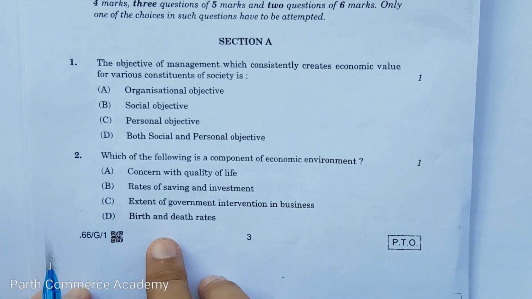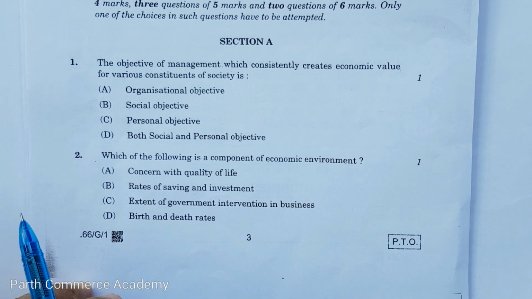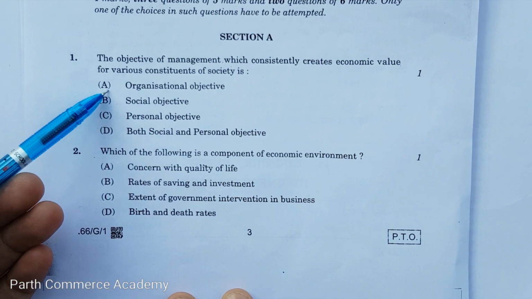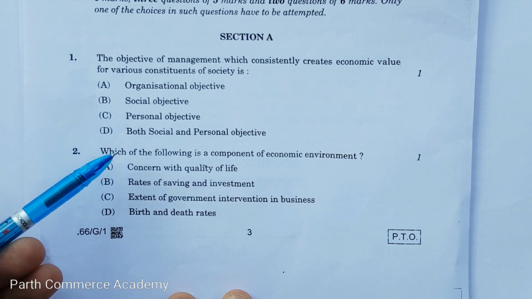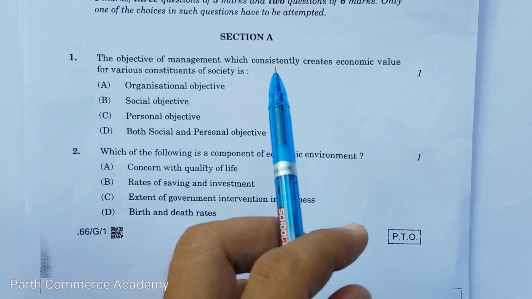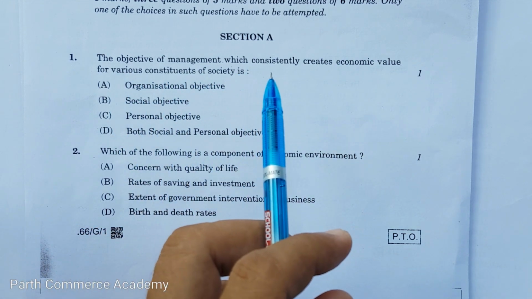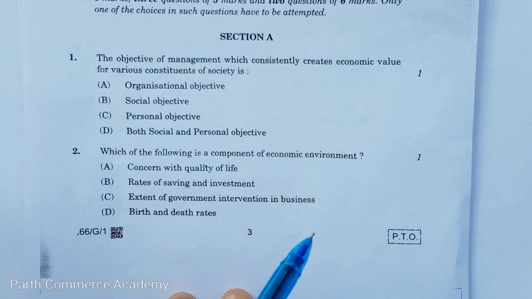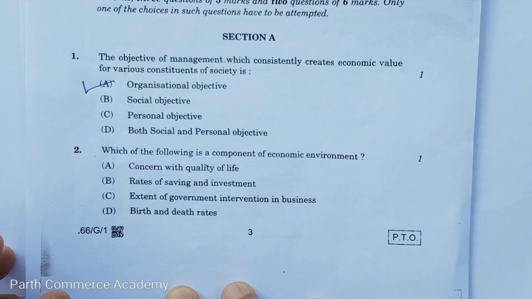First question is: the objective of management which consistently creates economic value for various constituents of a society is what? Four options are there: organizational objective, social objective, personal objective, and both social and personal objective. When we are talking about the objective of management which consistently creates economic value, economic value is related with organizational objective only. So here answer is option A, organizational objective.